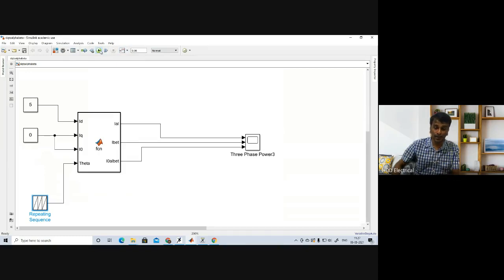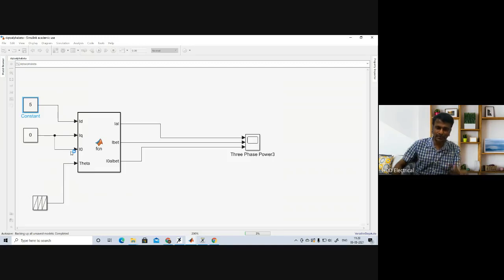Before running this, this is the input I have given, the maximum value. ID is a maximum of around 5 amps current. Then IQ I will give 0. Even if you give some magnitude here also, you will get the DC value accordingly. Let me check the values.